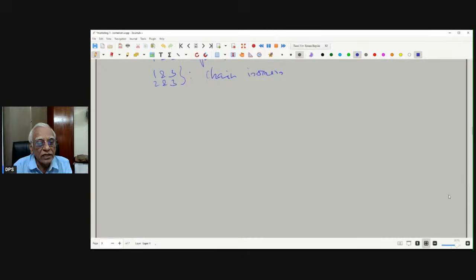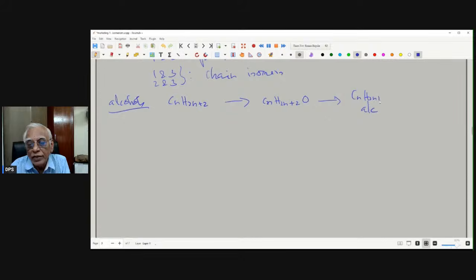Let's see the position isomerism among alcohols. Among alcohols, CnH2n+2 is alkane, and you introduce one oxygen atom anywhere, so the molecular formula becomes CnH2n+2O. It can be an alcohol or an ether. If it is an alcohol, it can be written as CnH2n+1OH. Or it can be an ether also. Let us not go into that.